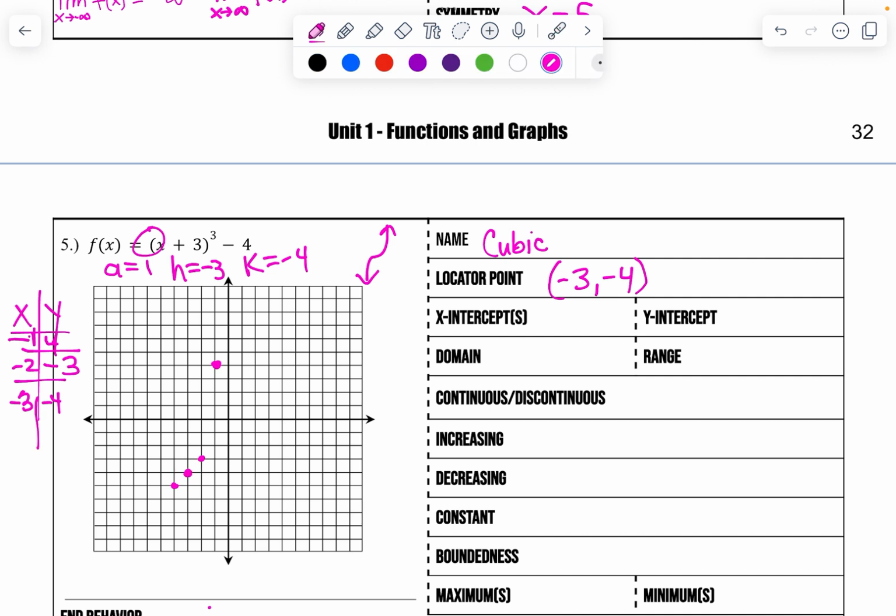If we would plug in negative 4, negative 4 plus 3 would be negative 1. Negative 1 cubed is negative 1. Take away 4 more is negative 5. So that's why we see this point right here. And then if you plug in negative 5, negative 5 plus 3 would be negative 2. Negative 2 cubed is negative 8. Take away 4 more would be negative 12.